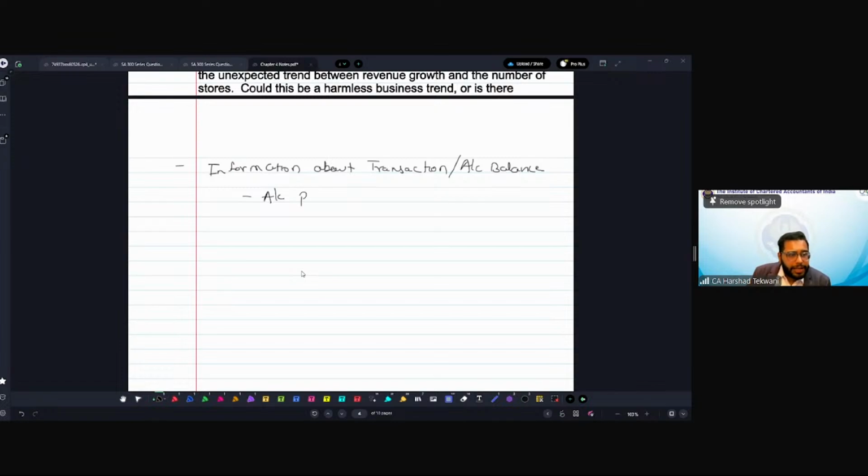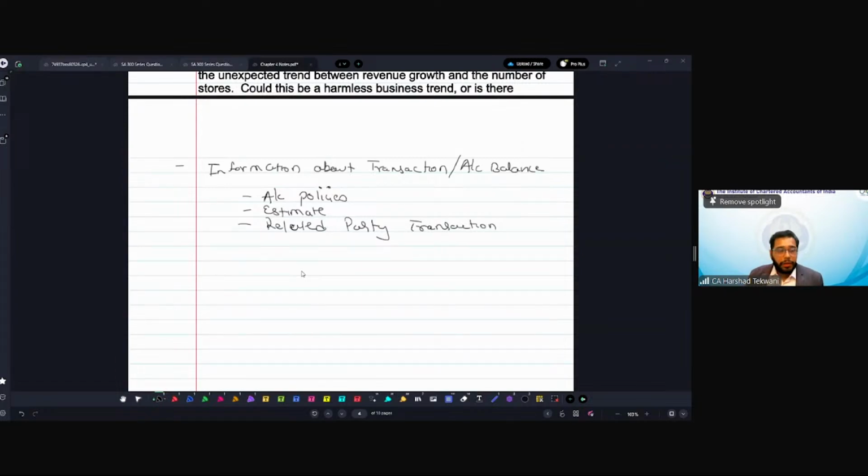accounting policies that are adopted for these transactions or account balances. Any estimations or estimates that are being made in those transactions or account balances. Then you have related party transactions. So how many related party transactions are there? How many related party balances are there?